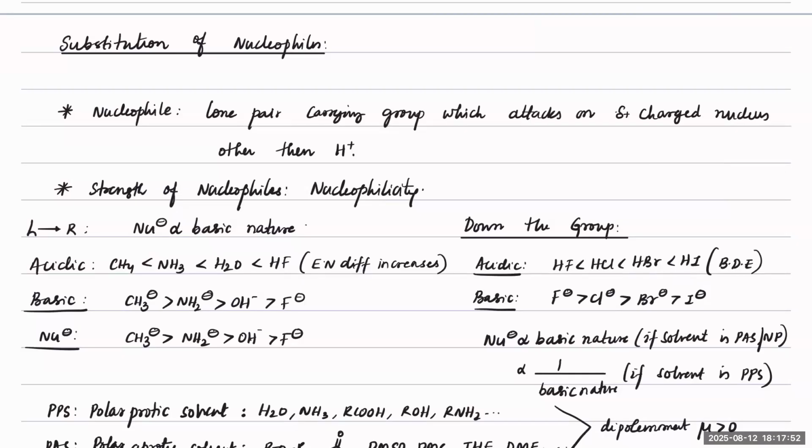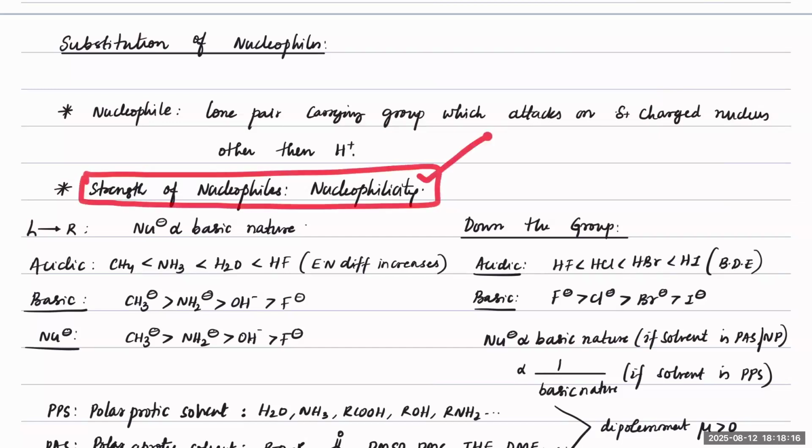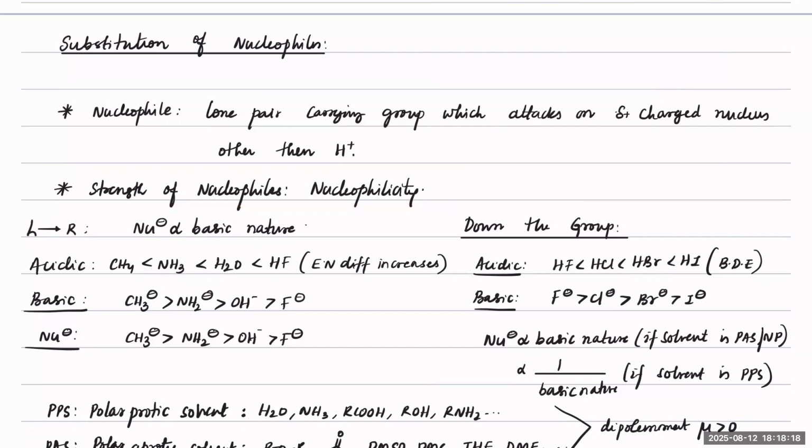See, a nucleophile is a group which carries a lone pair and attacks on a delta positive charge and not on H plus. This is very important. If it is attacking on H plus, then we call it a base and not a nucleophile. That is the first distinction. So, the strength of a nucleophile is called nucleophilicity. Like base strength is called basicity, we call the strength of a nucleophile nucleophilicity.